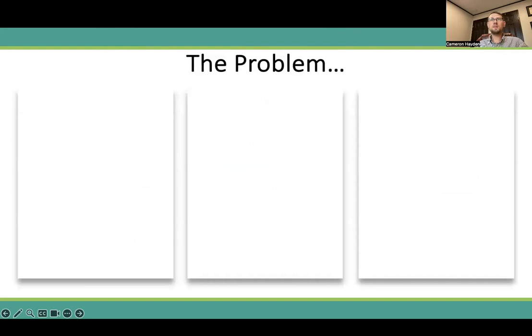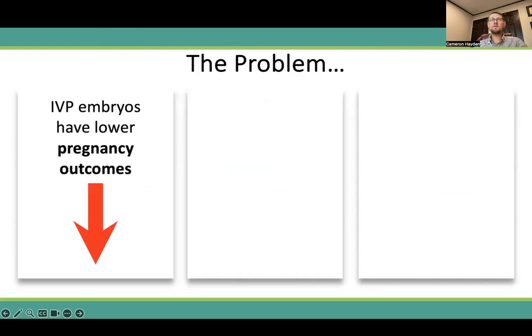Yet, even with this increased use of IVP for embryo production, we still run into problems. First, IVP embryos have been shown to have lower pregnancy outcomes when compared with their conventional counterparts.